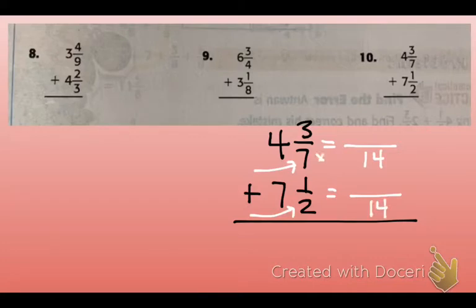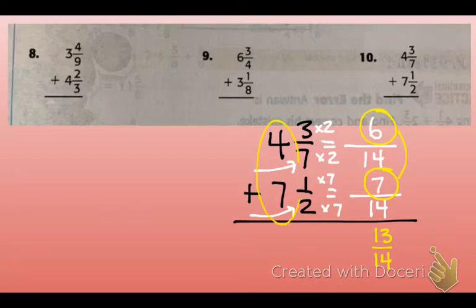So let's make our equivalent fractions. 7 times 2, which means we're multiplying the 3 times 2. So 6/14 is equal to 3/7. The 2 I'm multiplying by 7, so I'm multiplying the 1 by 7. 1/2 is equal to 7/14. We have our common denominators now, so let's add these two numerators. 6 plus 7 is equal to 13/14. Denominator stays the same. Let's add our two whole numbers here. 4 plus 7 is equal to 11.